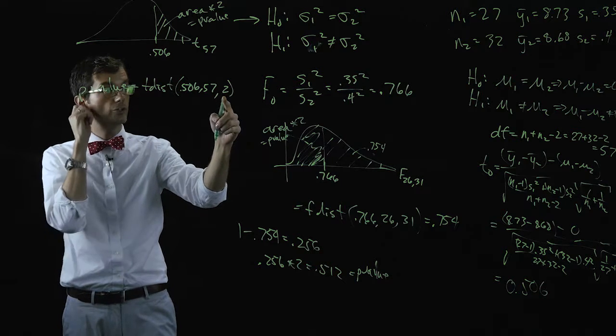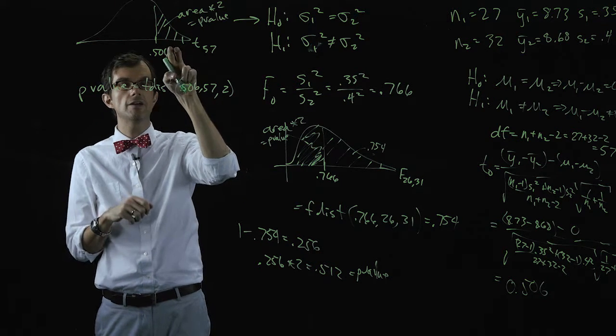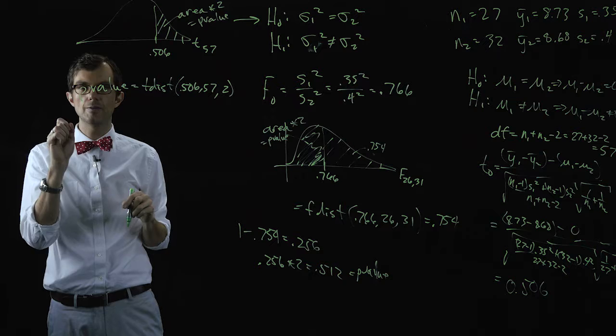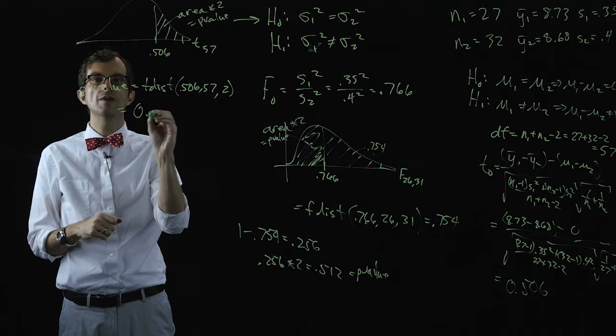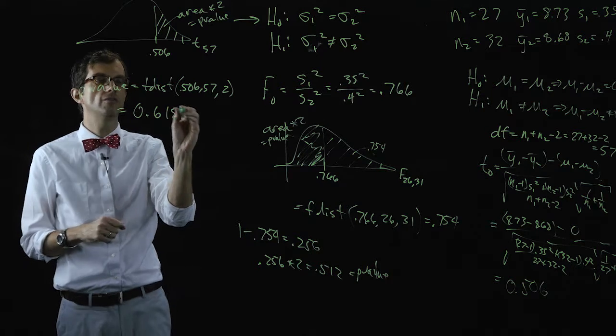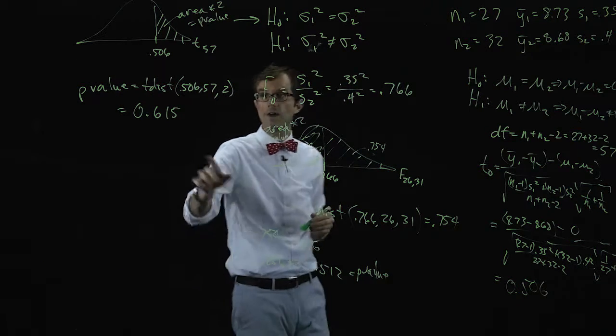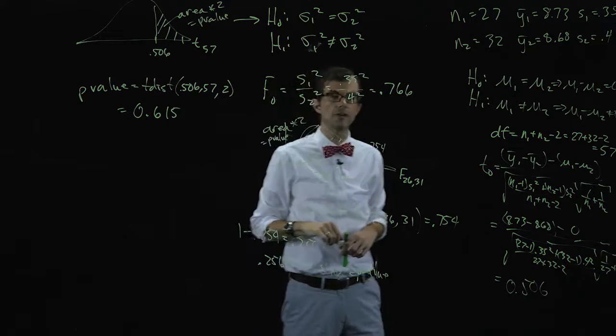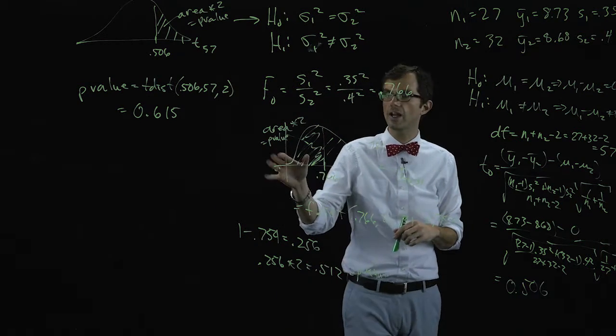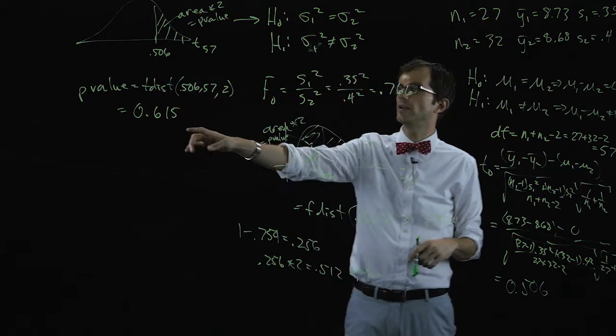Okay? If we choose the two-tail probability, it takes that area and multiplies it by 2. Gives us the p-value exactly. If we do that, we get a p-value of 0.615. Okay? So the p-value here, 0.615. Okay? That's huge. That's much bigger than any alpha that you'd ever choose. Okay? Alpha of 0.05, alpha of 0.1.